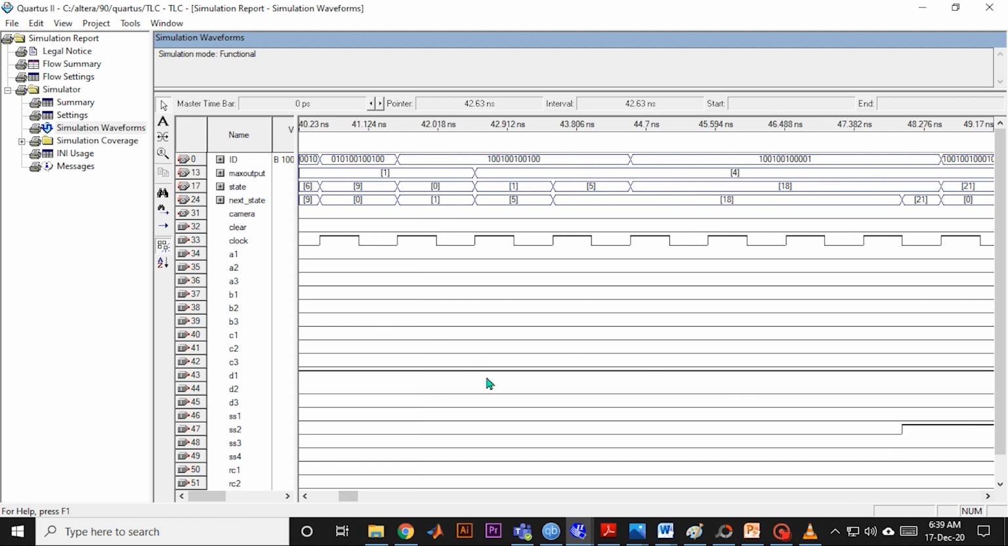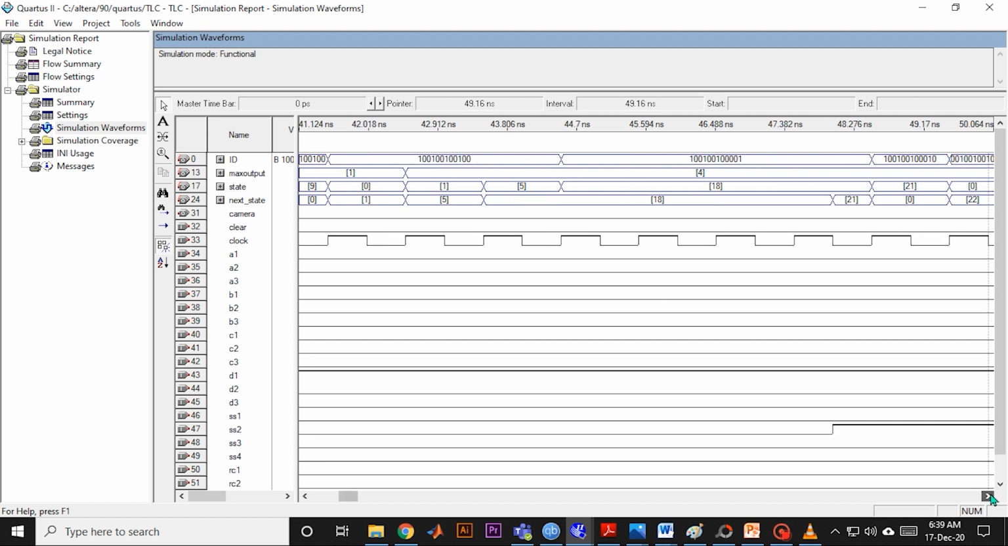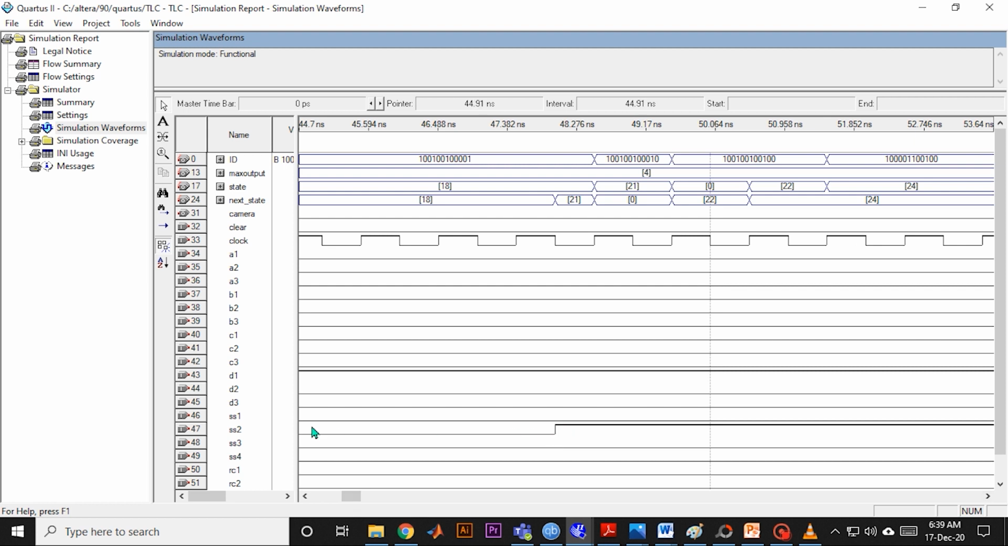And at this point, only D1 is active. So road D gets green signal up here. And then at this point, SS2 is active. So that means that road B now has an emergency vehicle.